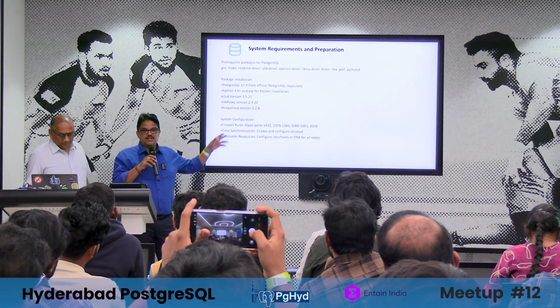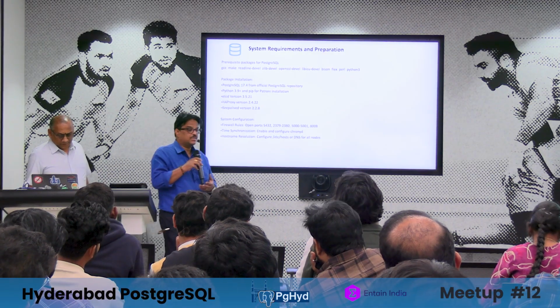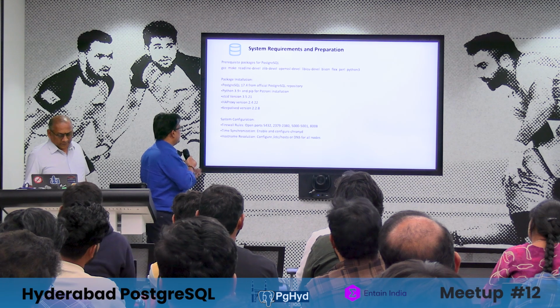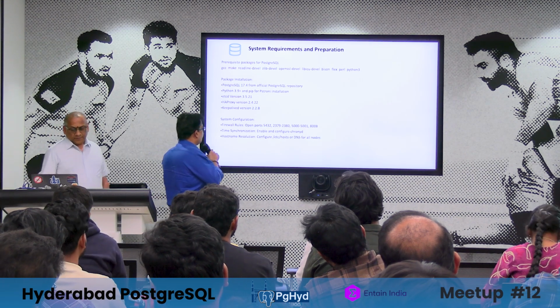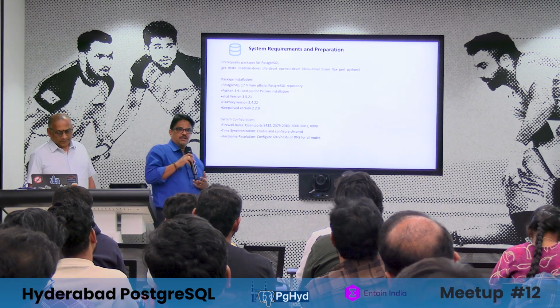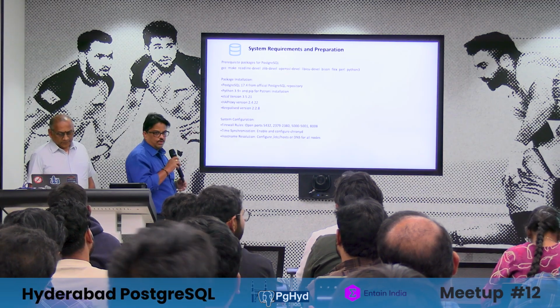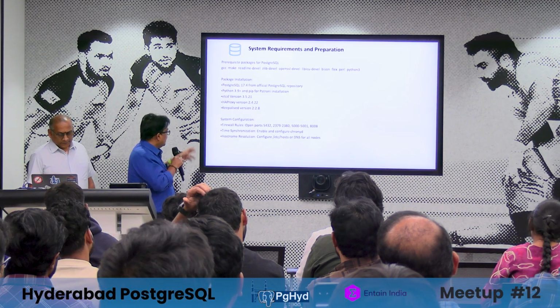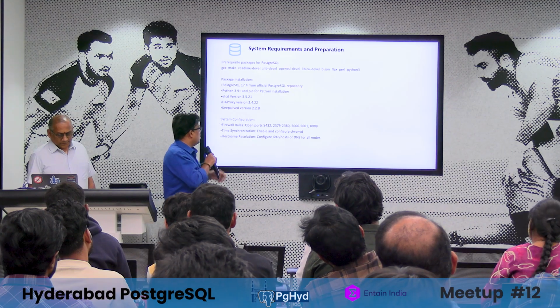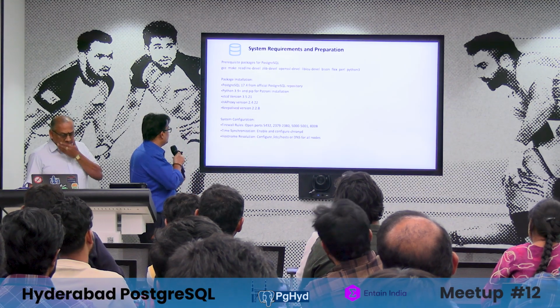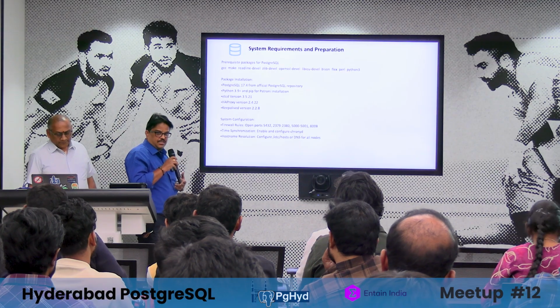As I mentioned, Patroni is also open source, and etcd is a distributed consensus store, version 3.5.21. HAProxy is version 2.4.22, and Keepalived version is 2.2.8. So these are the package installations which we require to set up the HA.